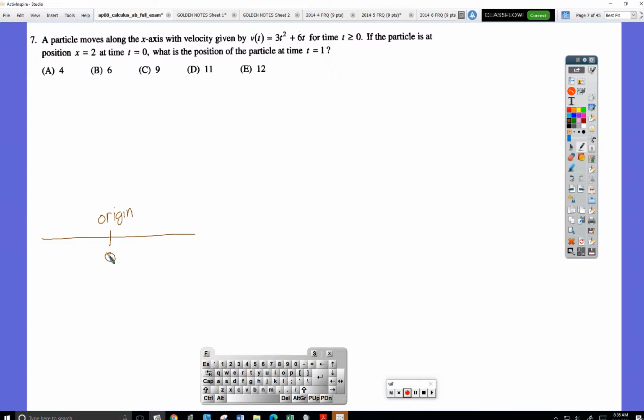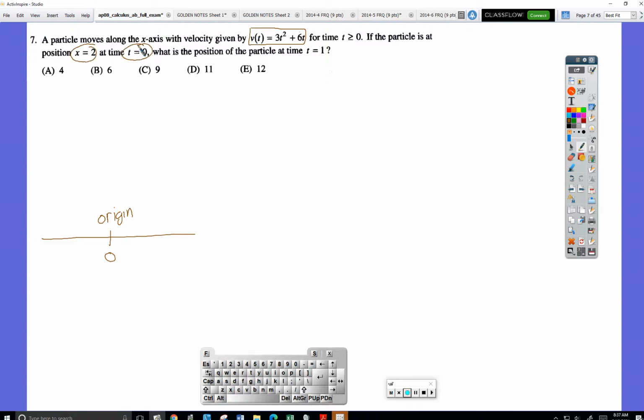They give us a formula for velocity. I'm always paying attention to what do they give, what do they want. Here we go. Particle is at position 2 at time 0.